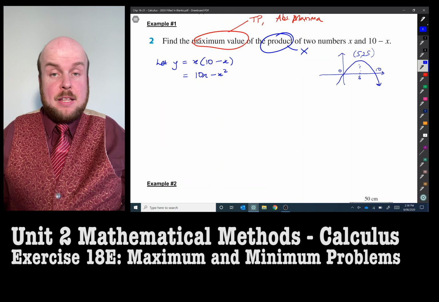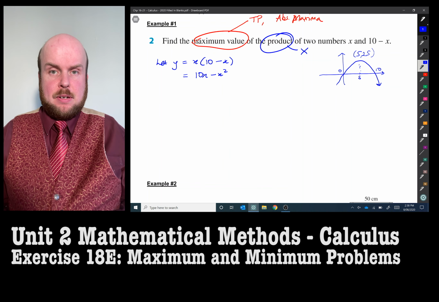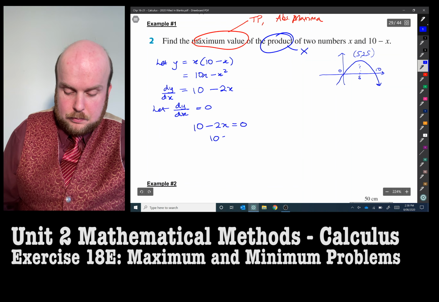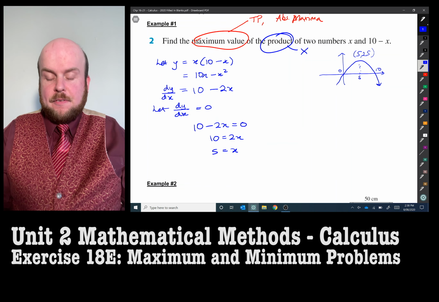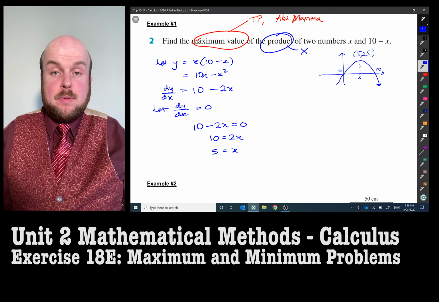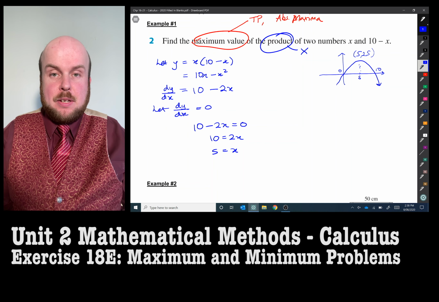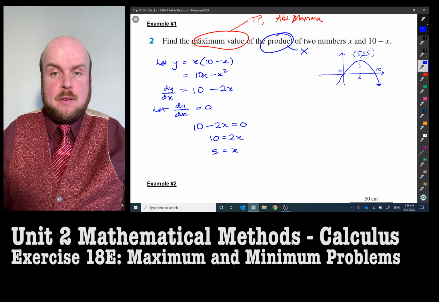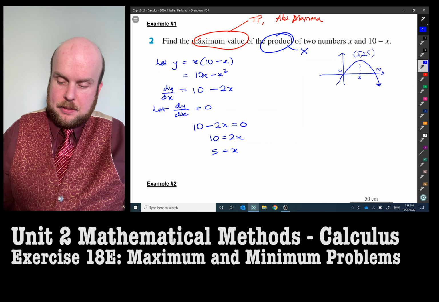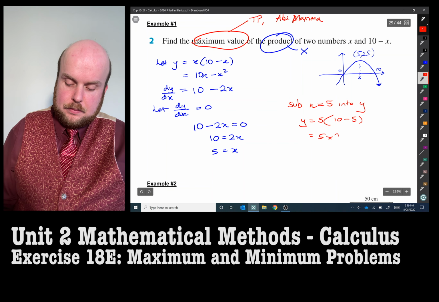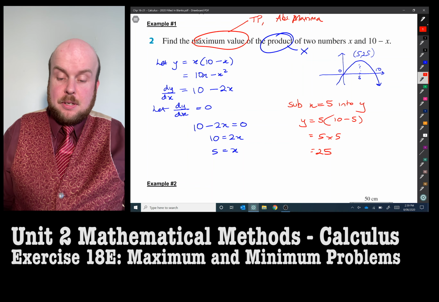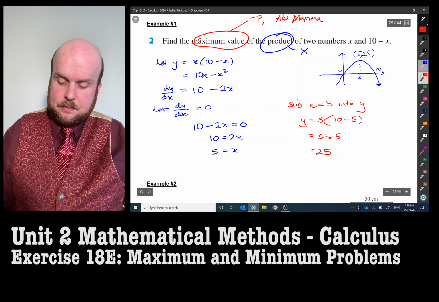So we're going to find the derivative, make that equal to 0, and solve for x. So we have found that x is equal to 5 when the derivative is equal to 0. Well, we also found it by drawing the picture. And now all we need to do is substitute 5 into the original equation to find what the y value is. 25. So the maximum value is going to be 25.